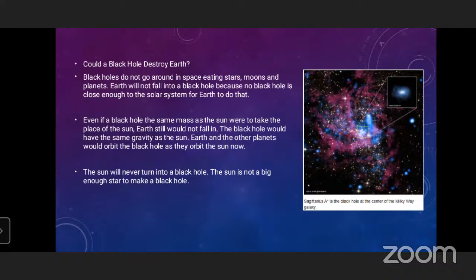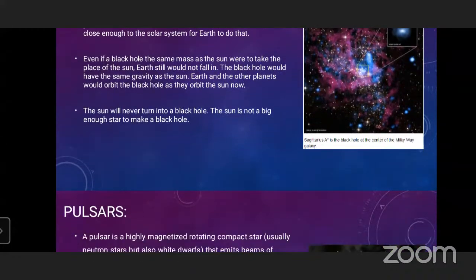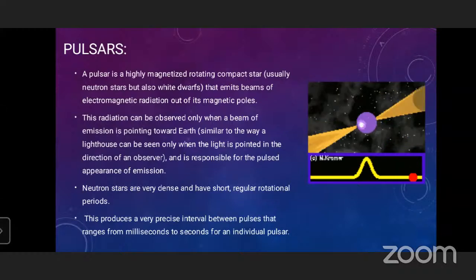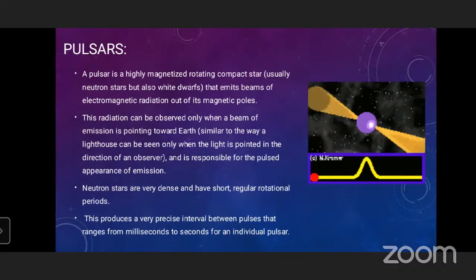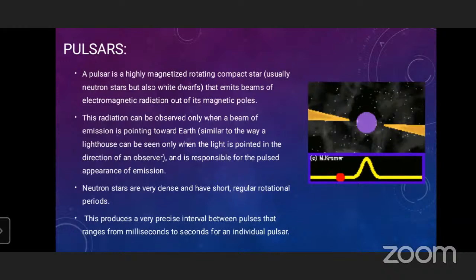Next, pulsars. A pulsar is a highly magnetized rotating compact star. This is also a type of star where, from both poles of the star, electromagnetic radiation is released at regular intervals of time. These radiations can be observed only when a beam of emission is pointed towards Earth, similar to the way a lighthouse can be seen only when the light is pointed in the direction of the observer. These neutron stars are very dense and have short, regular rotational periods. Pulsars are one of the candidates for the source of ultra-high-energy cosmic rays. The period of pulsars makes them a very useful tool for astronomers.